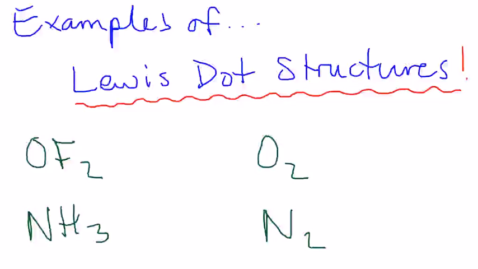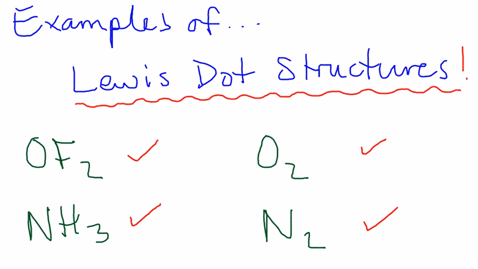Hello. In this video, you're going to get 4 examples of Lewis dot structures. I chose them strategically to give you 4 sort of different things. We have oxygen difluoride, OF2. We have ammonia, NH3. We have the diatomic oxygen molecule, O2, and the diatomic nitrogen molecule, N2. And I'll talk you through them, and we'll see how it goes.